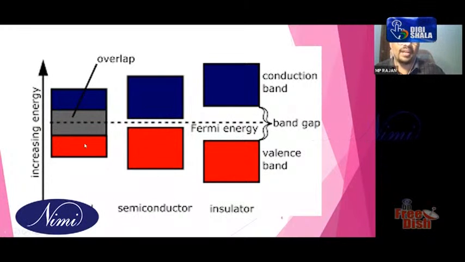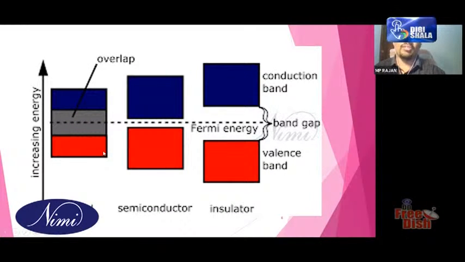When it comes to the metal, you can see the valence band and conduction band are overlapping, one inside the other. That means there is no energy gap. So once the energy gap is not there, a minute amount of energy is sufficient to take a valence electron to the conduction band. Your electron will come out from the valence band, it will be free to move, it will be in the conduction band.